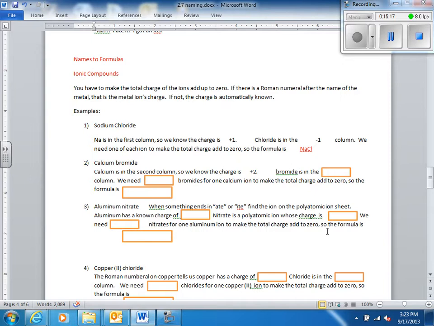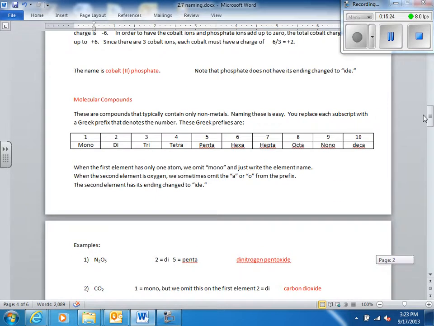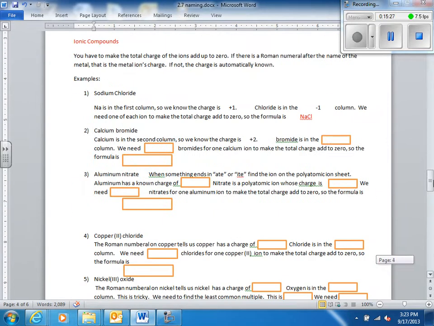Bromide, we look up bromide, and notice bromide's in the -1 column. You should know how to do these columns now. So where did we go? Bromide is in the -1 column. How many bromides do we need for 1 calcium? We got to make this add up to 0. So we need 2 -1s to make the total add up to 0. So the formula is CaBr2.